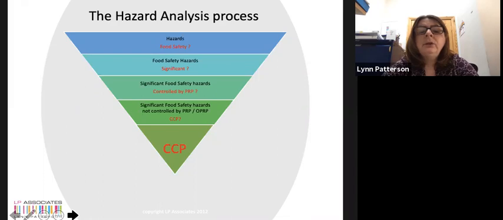And layer 3 onwards is where I believe we need to put our focus. So we now have significant food safety hazards, and Codex Alimentarius tells us that all significant food safety hazards must be controlled. So we then start to look at the controls and the current controls that we have in place and see if these are adequate or not.